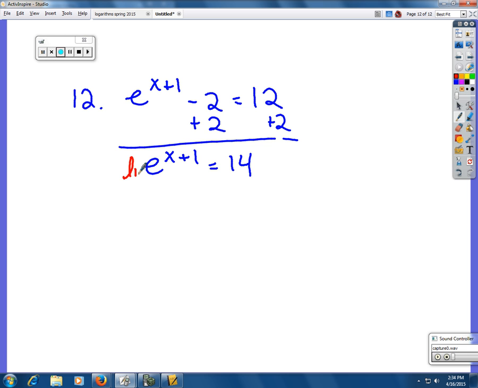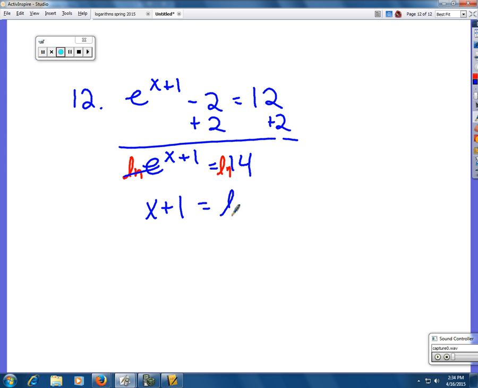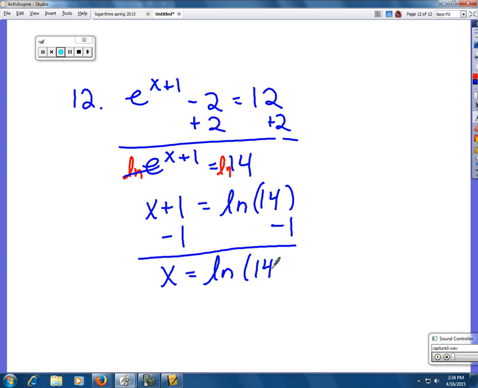natural log, and it cancels out on this side, and I just have x plus 1. Don't forget, you still have a natural log of 14 over here. Put that 14 in parentheses because it's the argument that goes with that natural log. To solve for x, you have to subtract 1. So now I'm going to do x equals natural log of 14 minus 1.